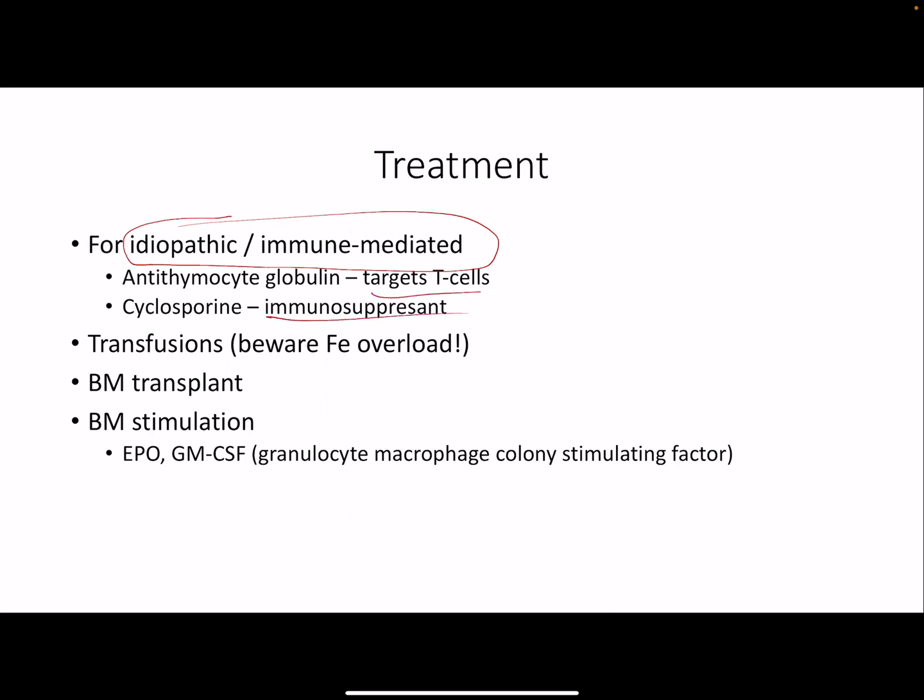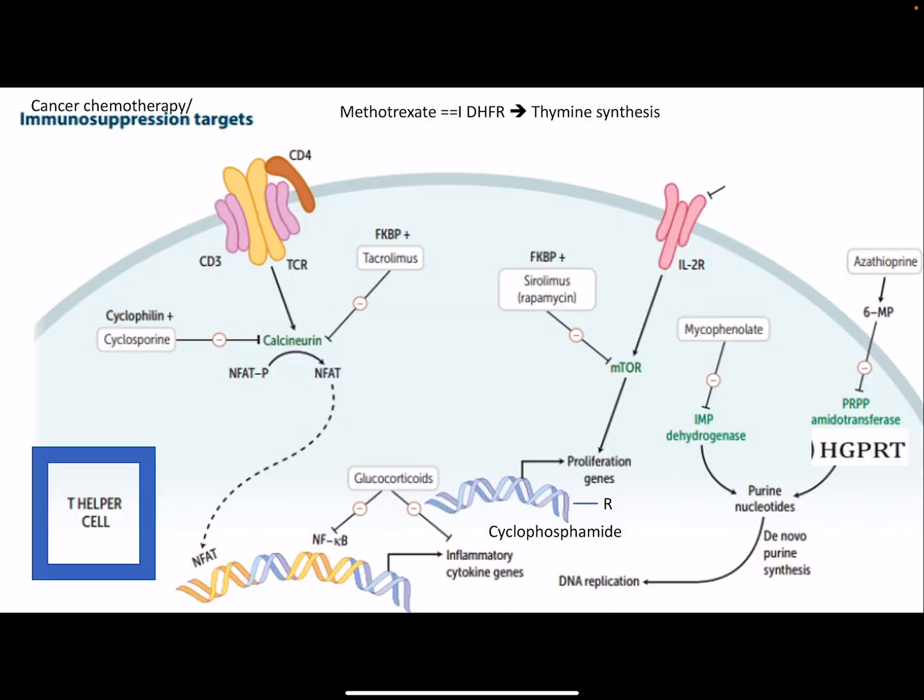and then the immunosuppressant. But then you could just give somebody transfusions. Again, whenever you have transfusions, you should be aware of getting in more iron than your body can excrete. Again, it's kind of difficult to excrete iron. Bone marrow transplants, and then bone marrow stimulation, erythropoietin, granulocyte macrophage colony stimulating factor. You don't have that many cells left in your bone marrow, but if you can stimulate the few you have to work extra hard, maybe you can kind of offset whatever disability you have.